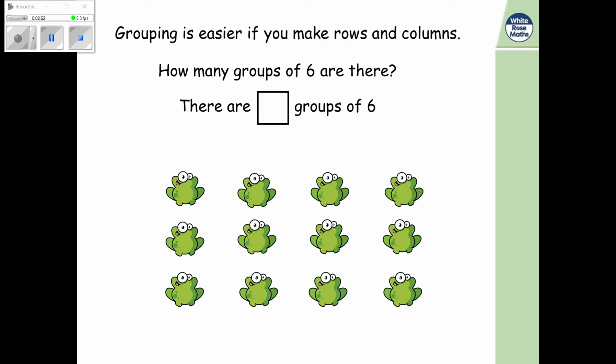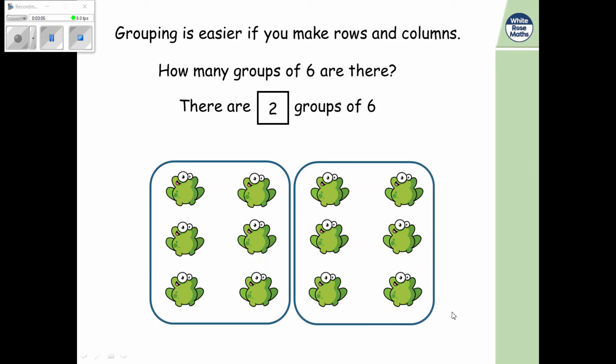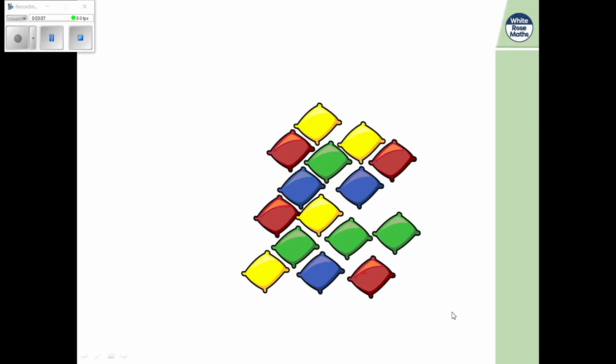So grouping is easier and we've already made them into rows and columns. So this one was a bit different. So you could have done 2, 4, 6. So you could have done one group of 6 there and another group of 6 here. Well done if you did that all by yourself.